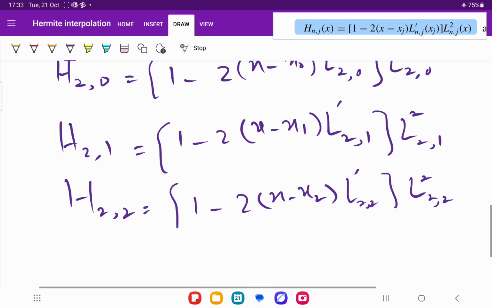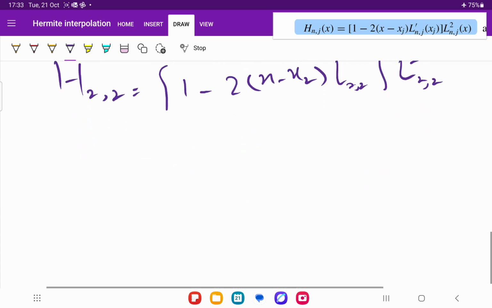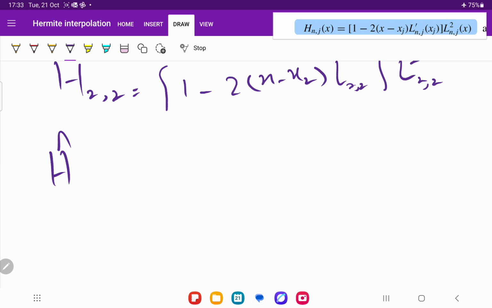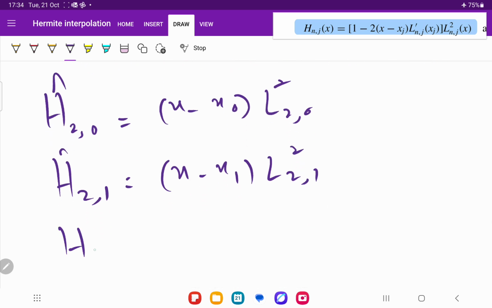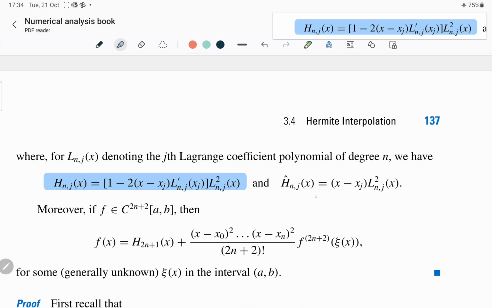Now we will estimate the h hat. h hat_2,0 is (x minus x0) L_2,0 squared. h hat_2,1 is (x minus x1) L_2,1 squared, and h hat_2,2 is (x minus x2) L_2,2 squared. That is the formula of h hat, this one.